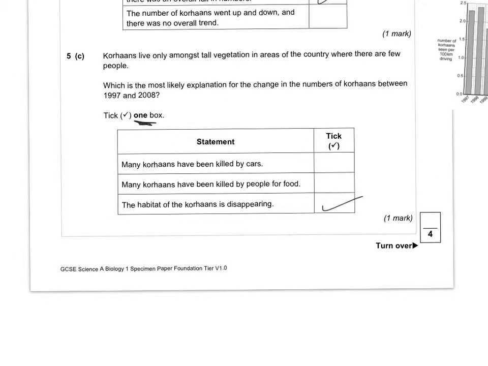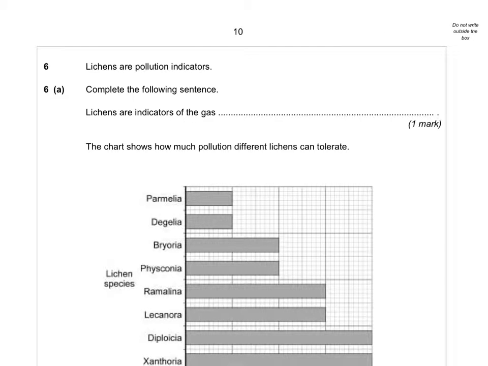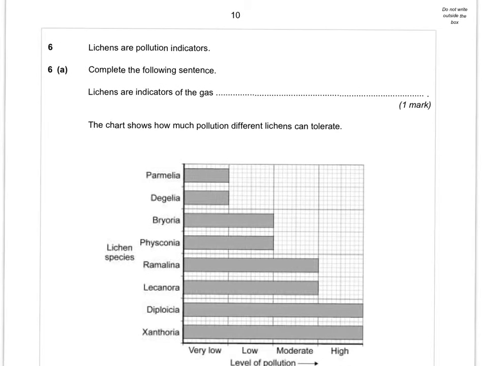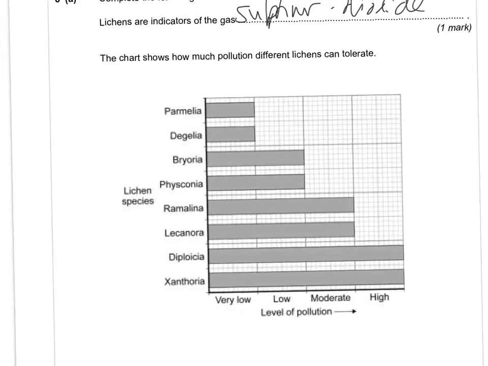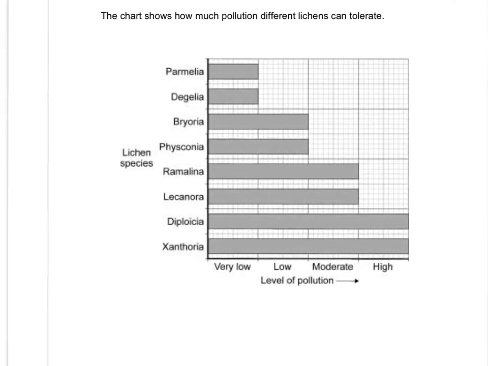Okay, next question. 6. Lichens are pollution indicators. Complete the following sentence. Lichens are indicators of the gas, and that is sulfur dioxide. So the lichens can detect that pollution in the environment. The chart shows how much pollution different lichens can tolerate. So it shows you a little bit of data there. So we've got Parmelia and Degelia, which are not able to stand a lot of it. Bryoria and Fuscidea can stand a bit more. Ramalina and Lecanora can stand a bit more as well, and Diploicia and Xanthoria can withstand a high level of pollution.